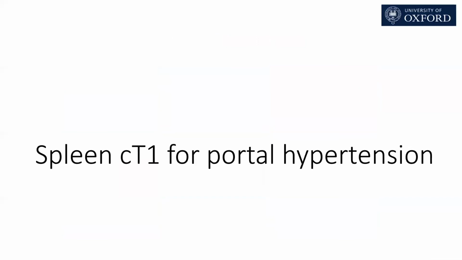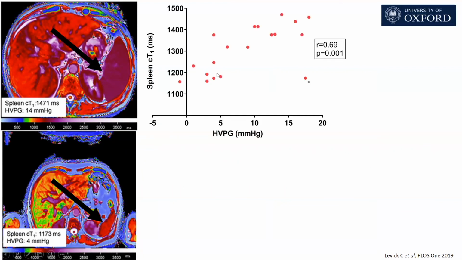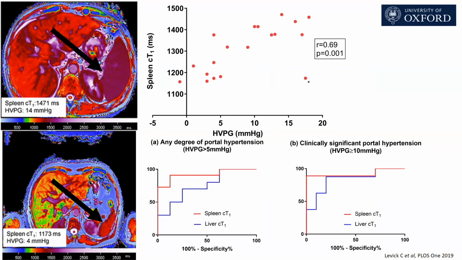So when we started being interested in portal hypertension, we wanted to look at this metric on the spleen. And these are some examples of what the spleen looks like with this mapping technique. Again, in the top, you can see a patient with quite a deep purple spleen corresponding to a T1 of about 1500 or just under, whereas at the bottom you see a spleen which is reddish corresponding to a lower T1 value on the color scale. And we've looked at it in 19 patients and found this measure to correlate quite well with the hepatic vein pressure gradient, and it had good diagnostic accuracy, which was in fact better than the liver. But this is a small study of only 19 patients, so we can't really read very much into it beyond it being a pilot study.